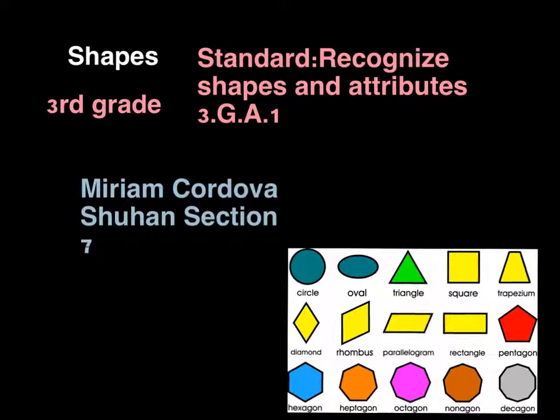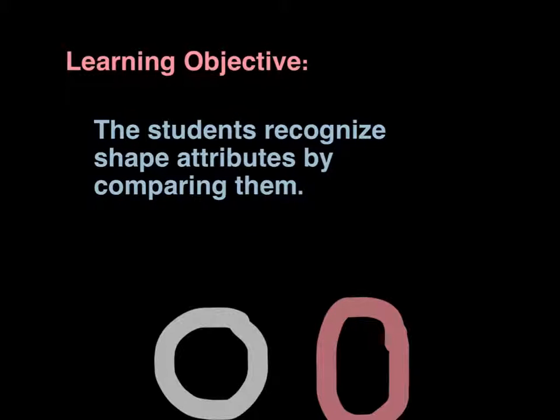So, hello third graders. The standard I will be using would be recognizing shapes and attributes. We will be learning about the different attributes for circles, ovals, triangles, squares, diamonds, rhombuses, parallelograms, rectangles, pentagons, hexagons, heptagons, octagons, nonagon, and decagon. The learning objective is the students will recognize shape attributes by comparing them.